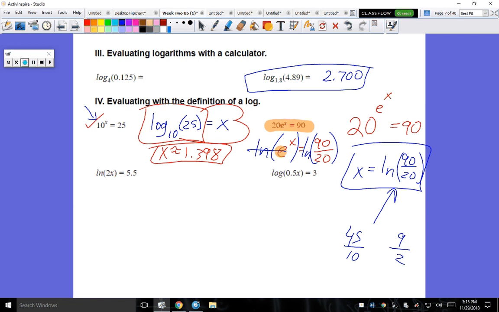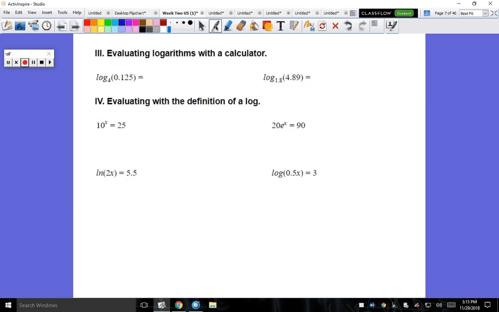Alright, so let's come over here. Let's look at natural log of 2x is equal to 5.5. What do you see if I told you to solve for x? Just say it out loud. Don't be shy. How do I get x all by itself? What should I do?